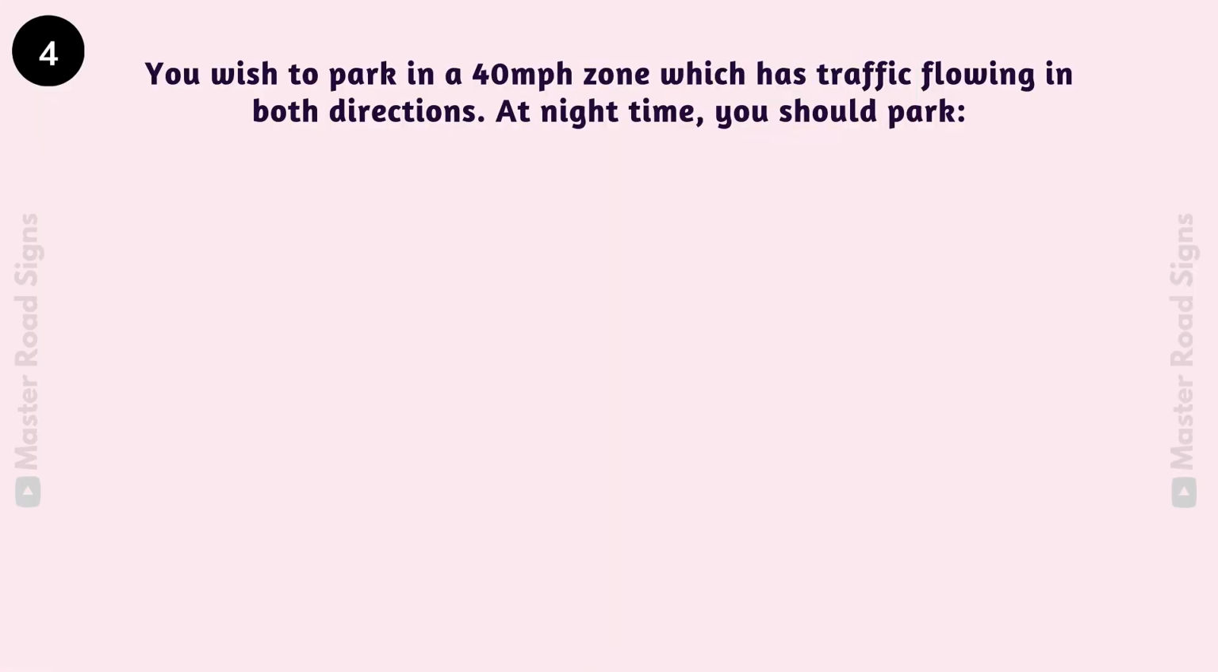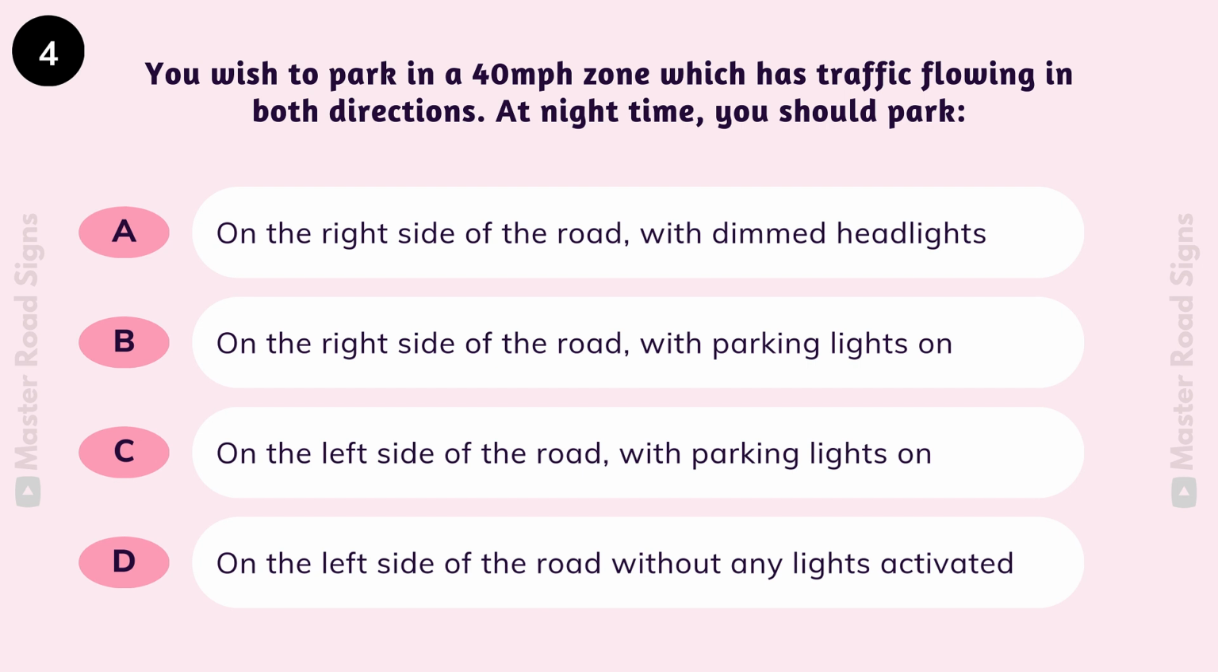Question 4. You wish to park in a 40-mile-per-hour zone, which has traffic flowing in both directions. At nighttime, you should park: A. On the right side of the road, with dimmed headlights. B. On the right side of the road with parking lights on. C. On the left side of the road with parking lights on. D. On the left side of the road without any lights activated. The answer is C. On the left side of the road with parking lights on.